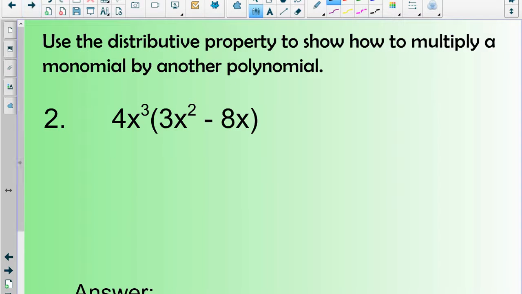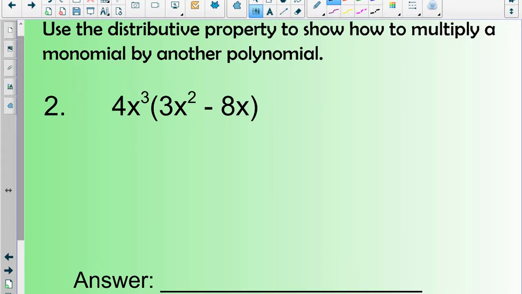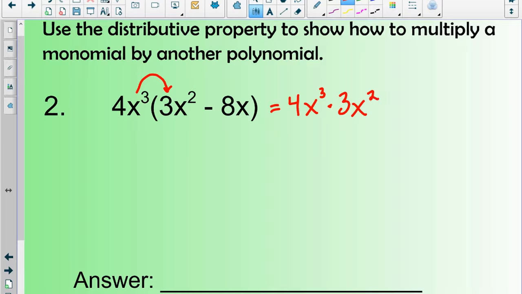Let's look at this one. This time we get a few more exponents involved, but we're going to do it the same way. We're going to start by multiplying. So 4x cubed times 3x squared. And then we're going to multiply, let's see, positive 4x cubed times negative 8x.